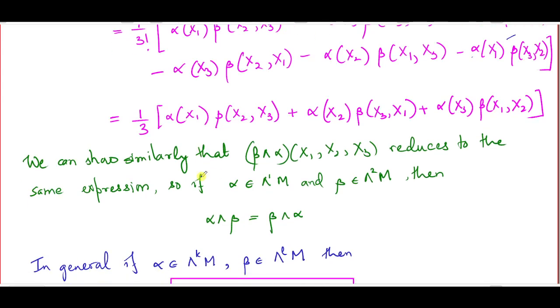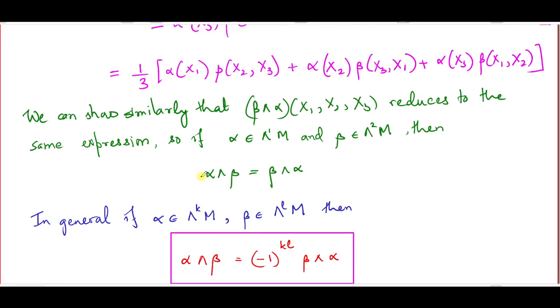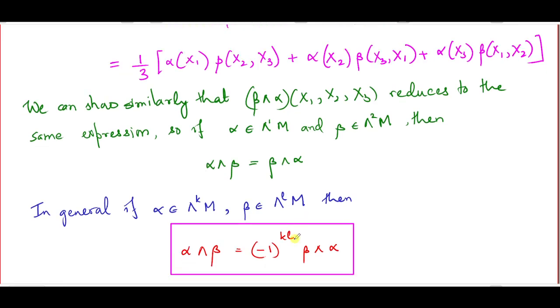Now let me state the general result. If you have a K form and an L form, alpha and beta respectively, then alpha wedge beta and beta wedge alpha are related in the following manner. There is an extra factor which is minus 1 to the power K times L. Notice that if either of K or L or both are even, then KL, the product here, is an even number and therefore minus 1 to the KL is plus. So if either one of alpha and beta is an even order form, then the wedge product of that with any other form is commutative.